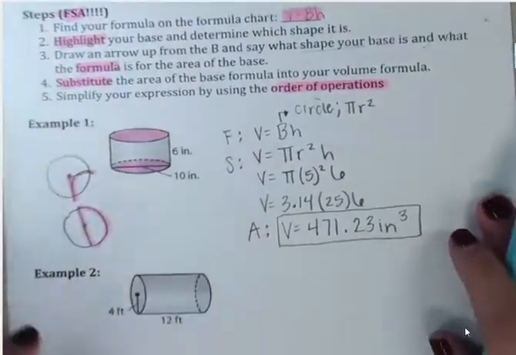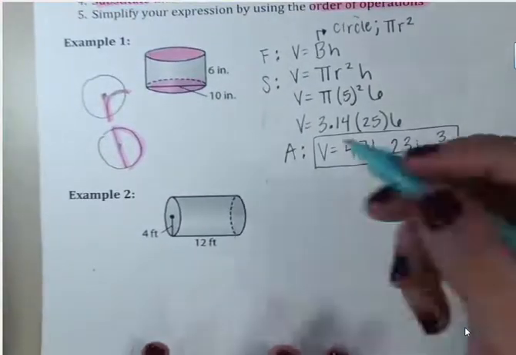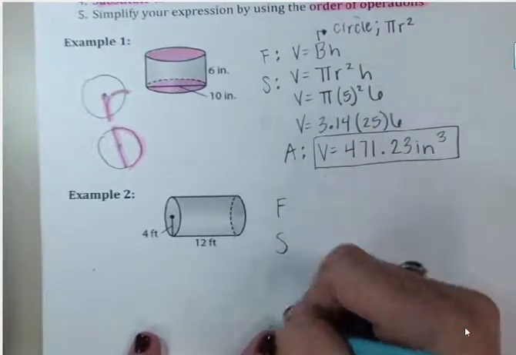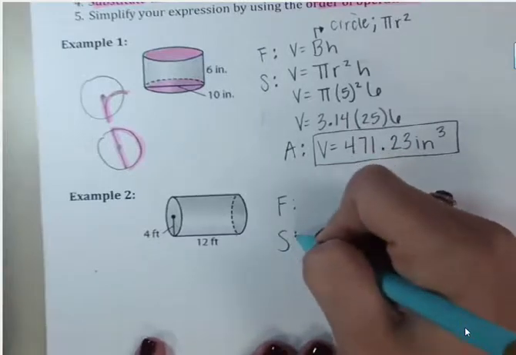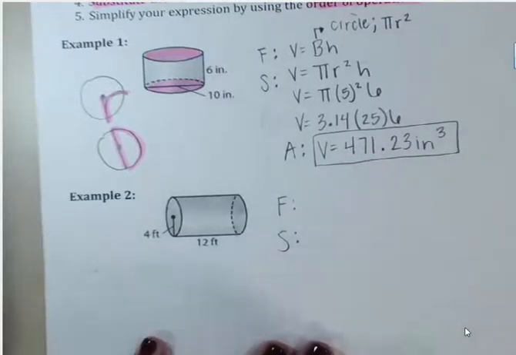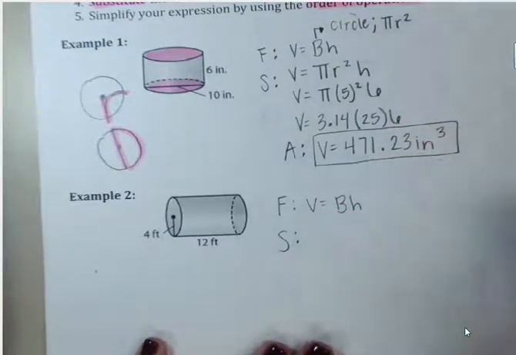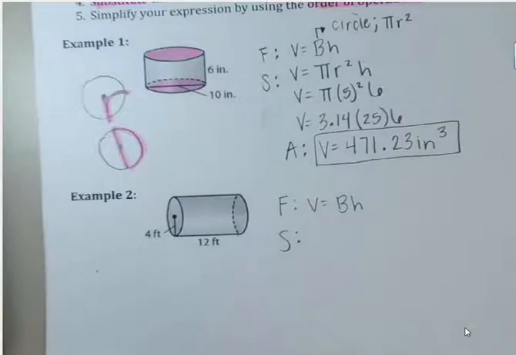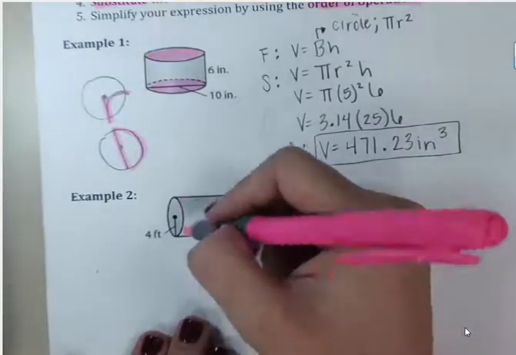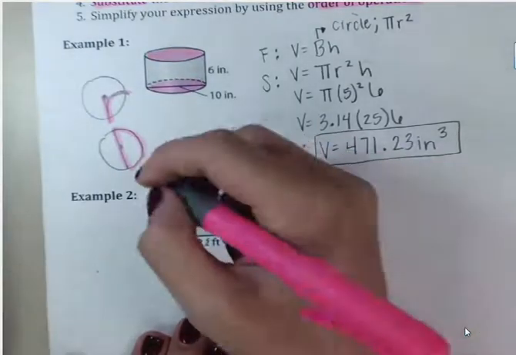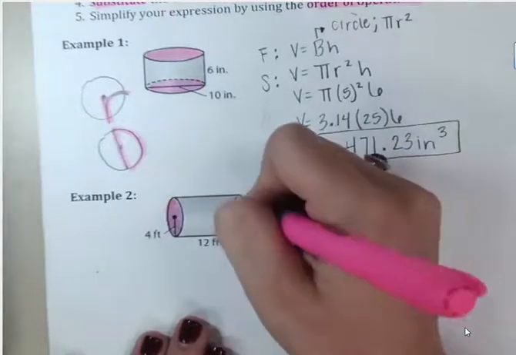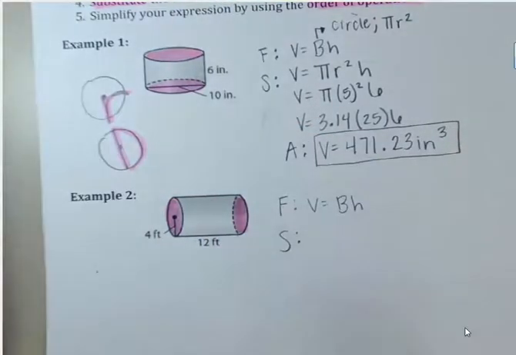Alright, let's look at the next one. We're going to do the same thing, F, S, and I'm going to leave some room for my A in a minute. Formula, I know I'm solving for volume again, so I'm going to write V is equal to big B times H. I said to highlight your bases next, so you need to highlight your bases. Now you know your bases are two congruent circles. I'm not going to highlight this middle part because that's not a circle. This is a circle, and this is a circle, and you have two bases, so we have to circle two things, and they're going to be opposite of each other.